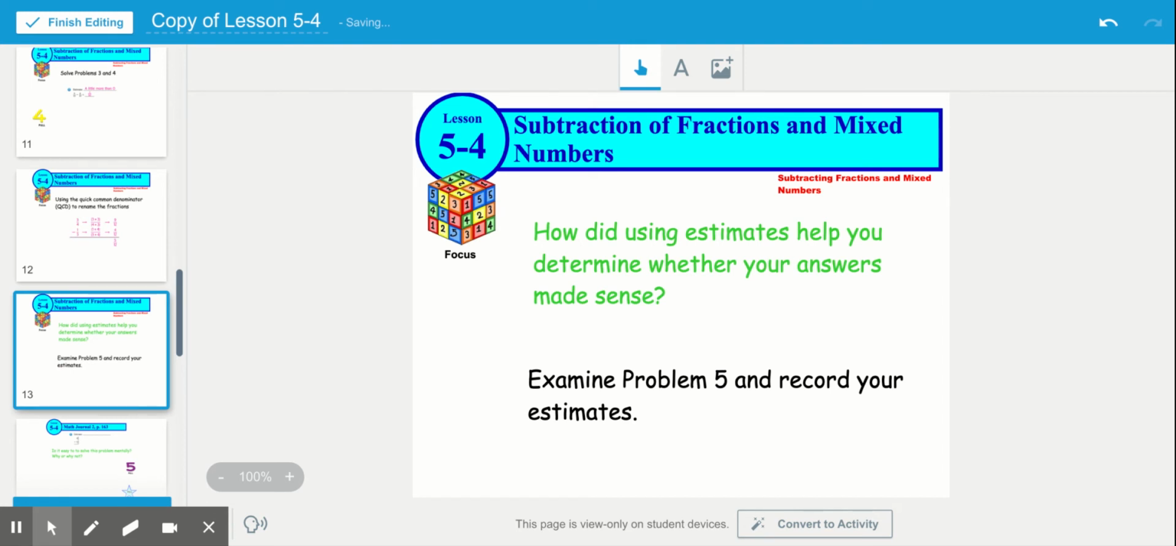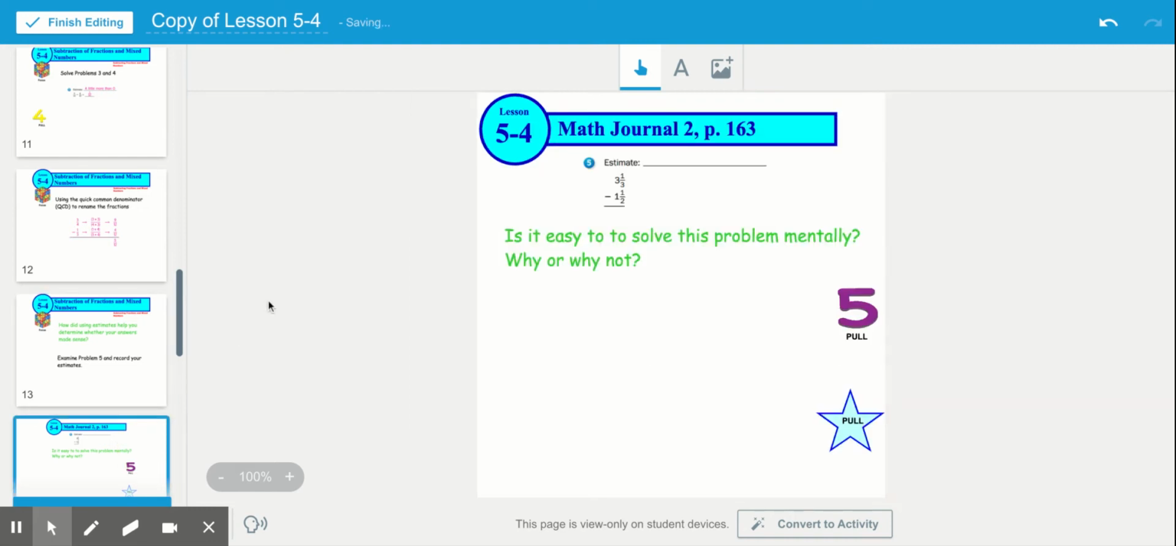So ask yourself, how did using estimates help you determine whether your answer made sense or not? Let's examine problem 5 and record our estimates. Problem number 5 says 3 1/3 minus 1 1/2.